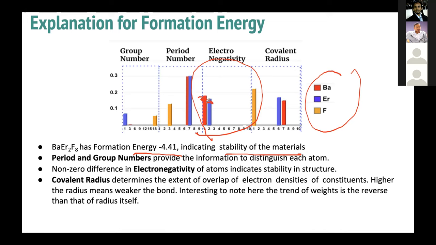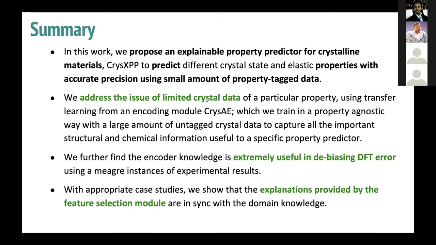So coming to the summary, in this work, we propose an explainable property predictor for crystal materials, CRIS-XPP, to predict different crystal state and elastic properties with accurate precision using a small amount of property-specific data. We address the issue of limited crystal data of a particular property. And we find that our coding knowledge is extremely useful in debiasing DFT error. With appropriate case studies, and you can see the paper, we have shown case after case that the feature selection module helps us provide explanations, and domain experts have seen that and said that yes, this is really providing explanations for the properties which we are seeing.